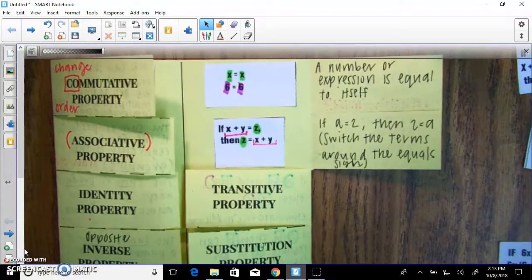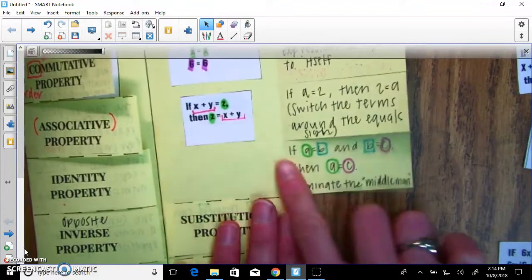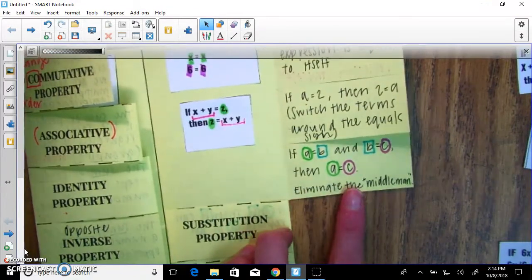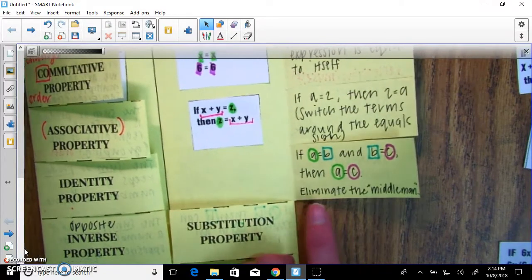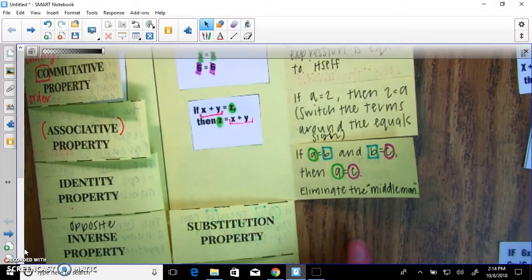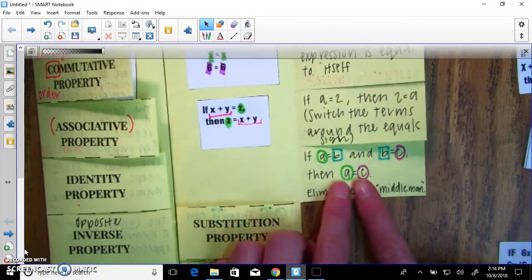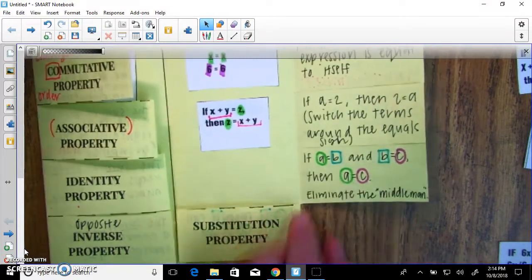So let's pick up where we left off, and we ended with the transitive property. So the transitive property looks like this. It says if A equals B and B equals C, then A equals C. I like to say it's eliminating the middleman. It just means that if two things are equal to the same thing, then those things are equal to each other. So since A and C are both equal to B, they're both equal to each other.